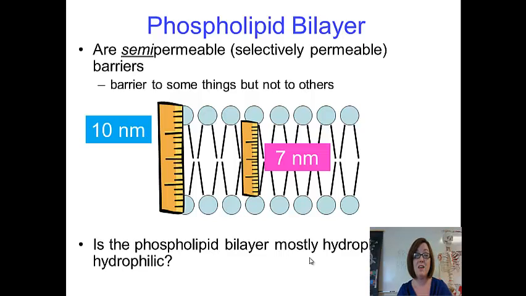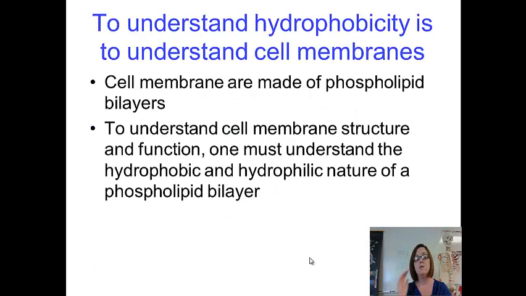So roughly about 70% of a phospholipid bilayer is hydrophobic. So most of the phospholipid bilayer is hydrophobic. To understand hydrophobicity is to understand cell membranes. Right? Cell membranes are made of phospholipid bilayers, and to understand cell membrane structure and function, we have to understand the hydrophobic, hydrophilic nature of the phospholipid bilayer.